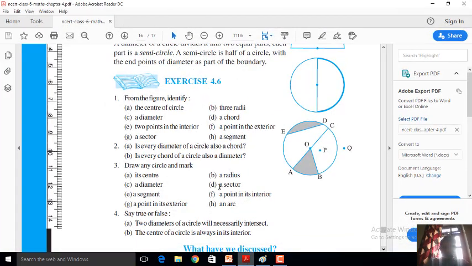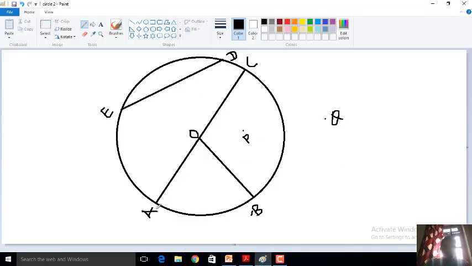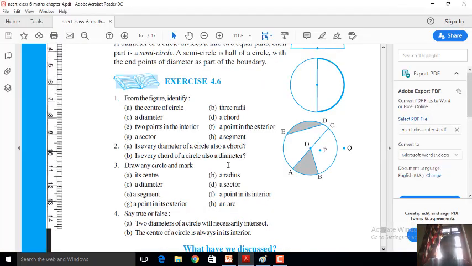Now next move to third question. We have to name a diameter. So here AC is the diameter of the circle. We know that diameter is a chord that passes through the center. So AC is the chord that passes through the center. So we can say that AC is the diameter of the circle. Now we have to identify a chord.